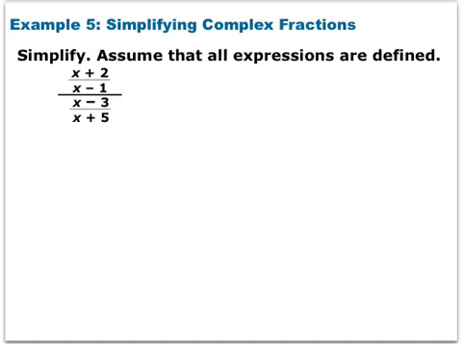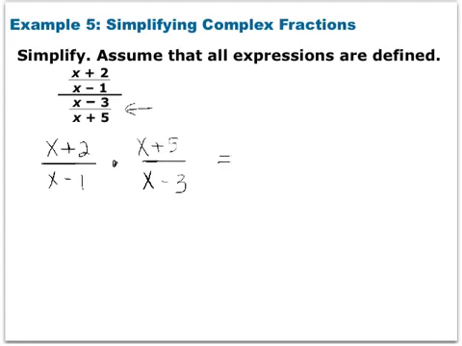Alright, I have two fractions being divided, so we're going to simplify. I'm going to rewrite it, x plus 2 over x minus 1, and make it multiplication of the reciprocal. X plus 5 now goes on top, and x minus 3 on the bottom. And then we just multiply across.